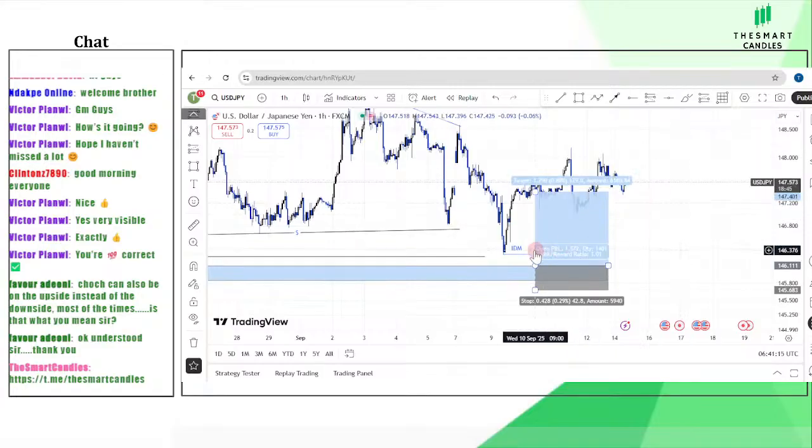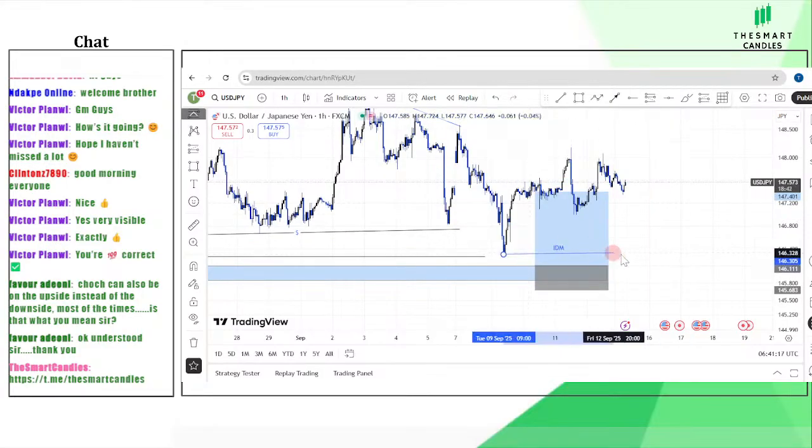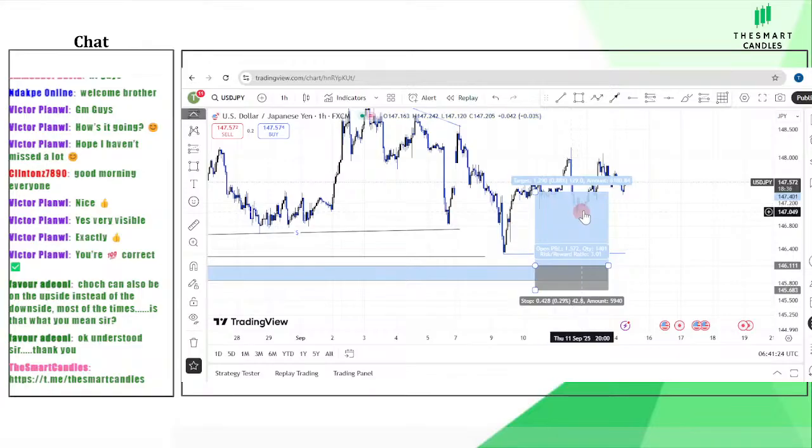What are we still looking for? We want to see this inducement being taken out, and price should come back to this point, because all we have here is liquidity. So I actually want to see this price come back, and this is a 1:3.